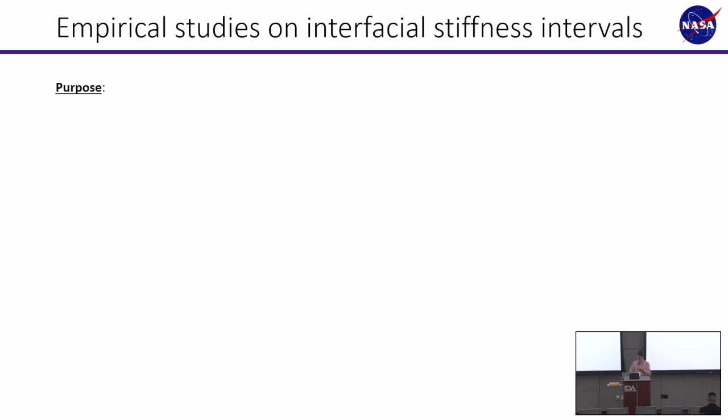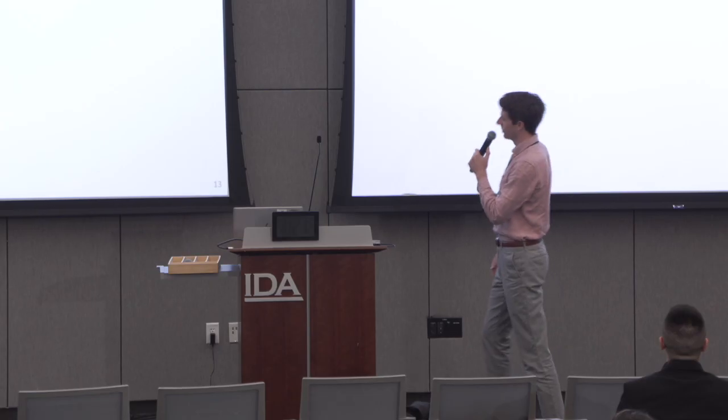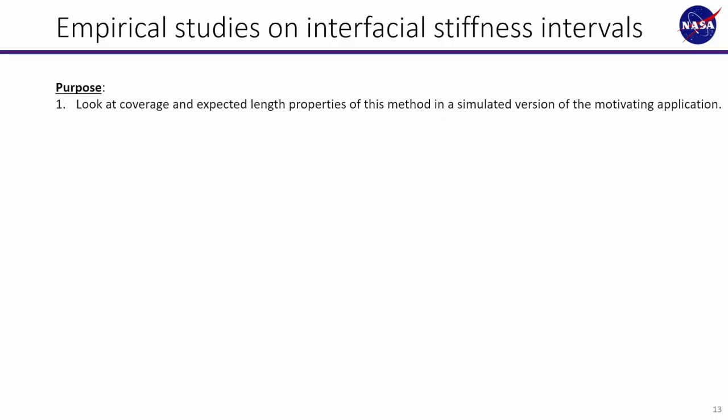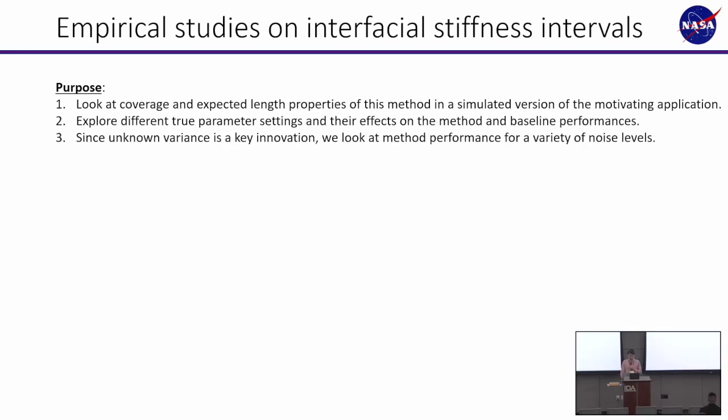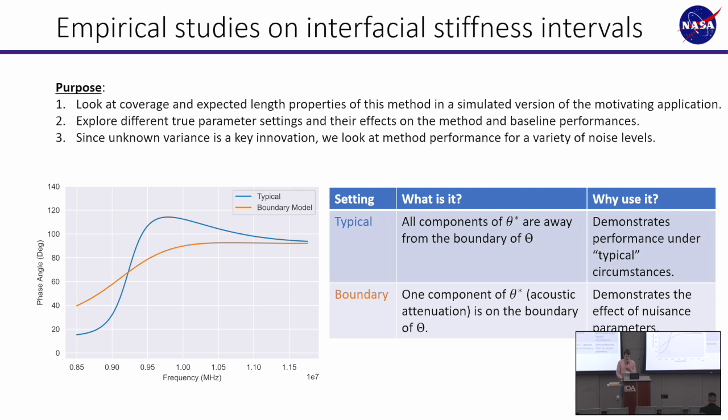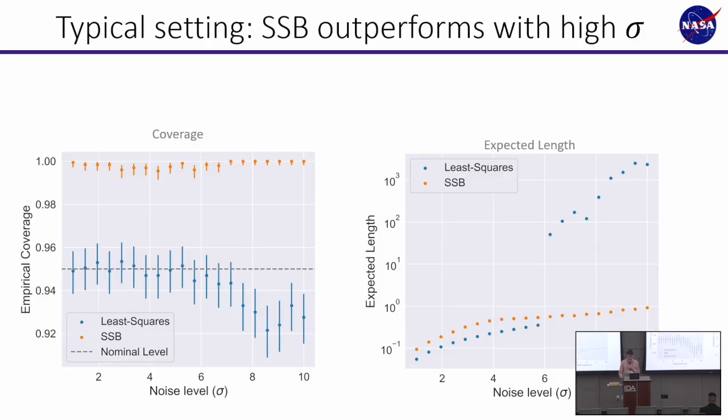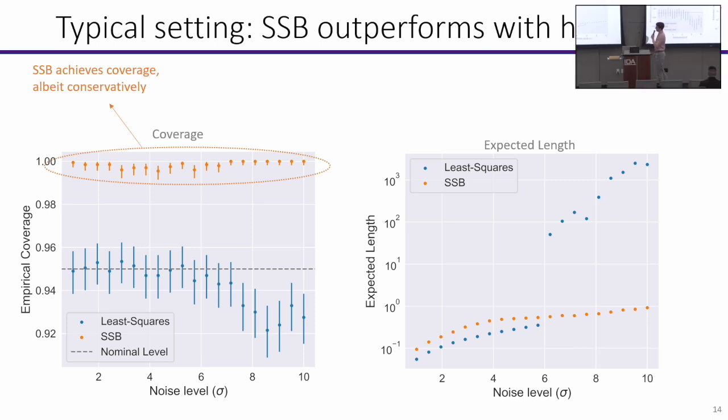Okay, so to the empirical results, again, we're looking at interfacial stiffness intervals, and we're going to look at coverage and expected length properties of this method in a simulated version of our application. And we'll explore these two different parameter settings, and since unknown variance is key, we'll look at our method performance across a variety of noise levels and see some interesting results. So again, we're looking at these two parameter settings. Okay. In the typical setting, we see that our SSB method outperforms, I'll suggest, with higher noise.